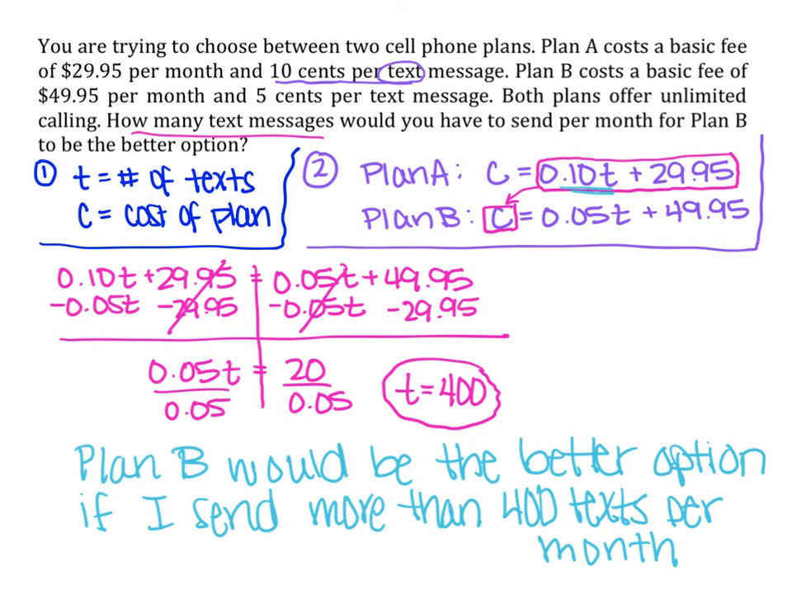And does that seem reasonable? I think that cost seems like something that would make sense in the real world. I didn't get a negative number or anything crazy like that. So I think that 400 texts per month seems pretty reasonable. I could always plug 400 back in both equations and make sure I get the same cost, right? Or I could check by trying a number, maybe more than 400 in both of them, and make sure that Plan B is better, right? Those would be good ways to check my work also.